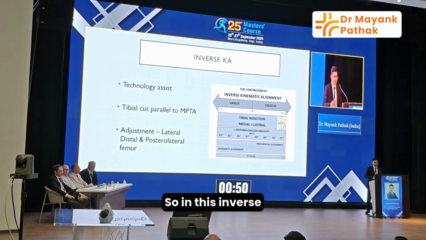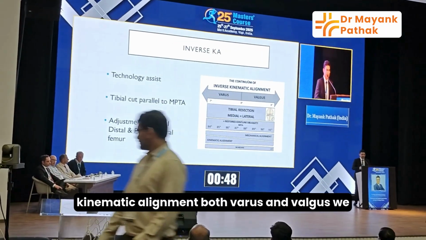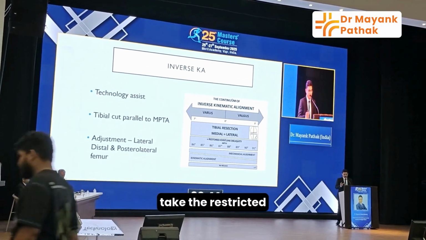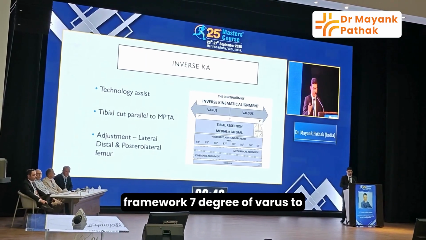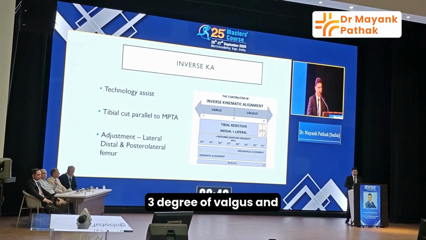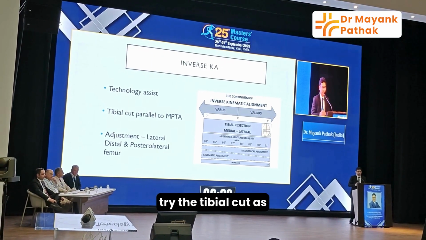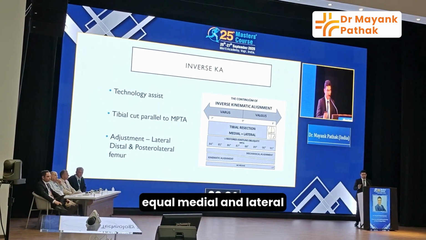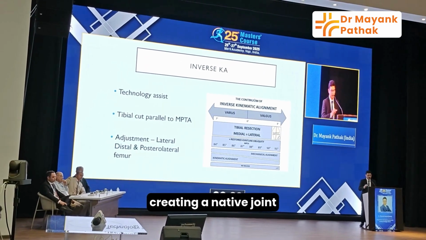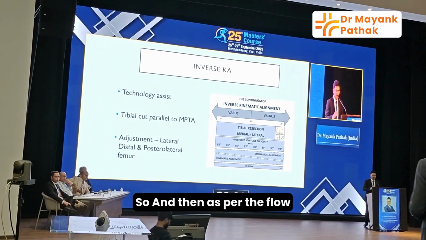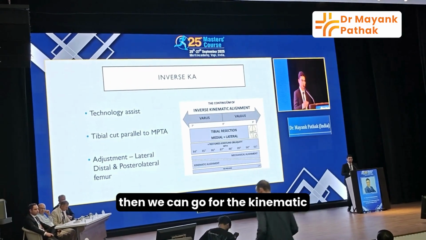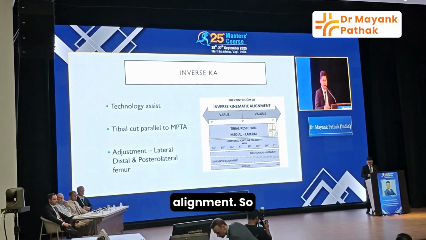So in this inverse kinematic alignment, for both varus and valgus, we take the restricted framework, 7 degrees of varus to 3 degrees of valgus, and try it in the tibial cut as equal medial and lateral, creating a native joint line, and then as per the flow, we can go for the kinematic alignment.